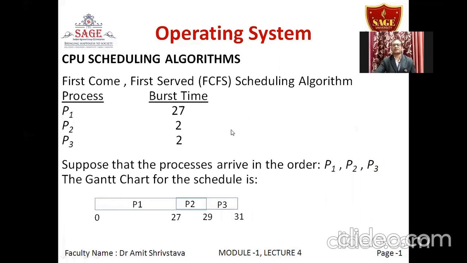Now let us start with our first scheduling algorithm, which is the FCFS scheduling algorithm, first come, first serve. Let us assume that we have three processes in our system, and they have arrived in this order: P1, P2, P3. All have arrived at time 0, but the sequence of arrival is P1, P2, and P3. The CPU burst time of process P1 is 27 unit time intervals, process P2 is 2, and process P3 is 2.